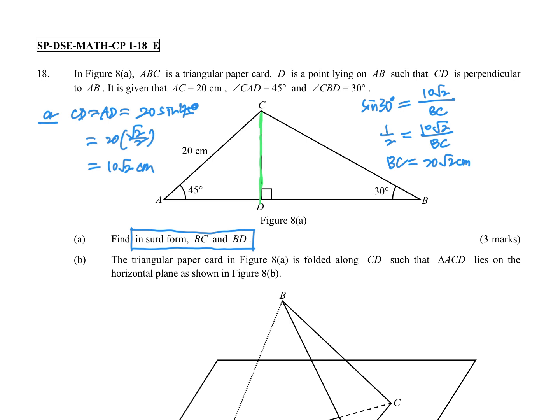And then finally, maybe we can make use of tangent. Tangent 30 equals 10 square root 2 over BD. And here we can also make use of Pythagoras theorem to find BD, the third side of the right angle triangle on the right. But here we just try to be coherent. So BD will equal 10 square root 6 cm. So that will be part A.